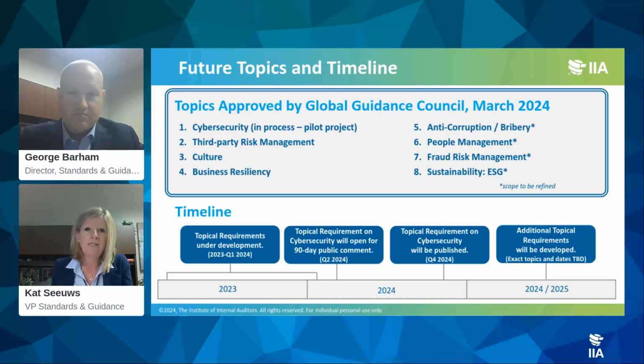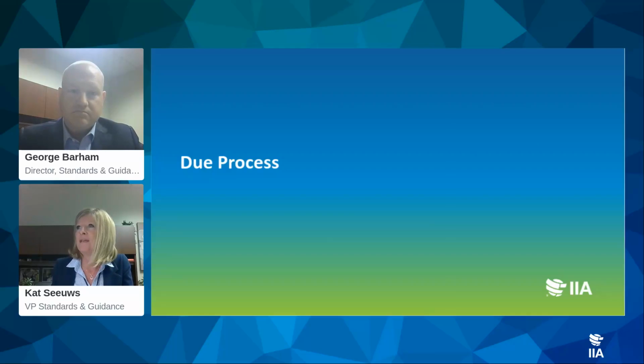Because for some of these topics, we probably need to fine-tune the scope a bit, because some of them are very broad. For example, fraud risk management and ESG are very broad topics, so we might want to consider splitting them up into some subtopics. So then, the due process.